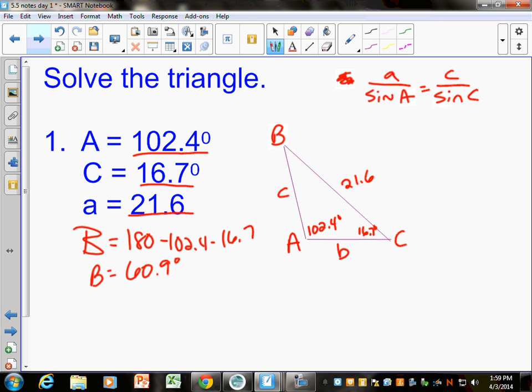So you would get 21.6 over the sine of 102.4 degrees is equal to c over the sine of 16.7 degrees. And there's lots of ways you can solve this problem, but you definitely need a calculator. It's important that you type things in your calculator correctly.